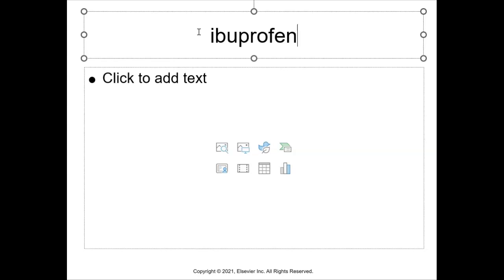The first generation NSAIDs, all of them, aspirin, ibuprofen, everything, have a black box warning for being associated with increased risk of GI bleeding and cardiovascular events that can lead to hospitalization or death. So all of them have a black box warning and they are all available over the counter. That's interesting to me because does the general public know that? Does anybody read that on the insert? Probably not.